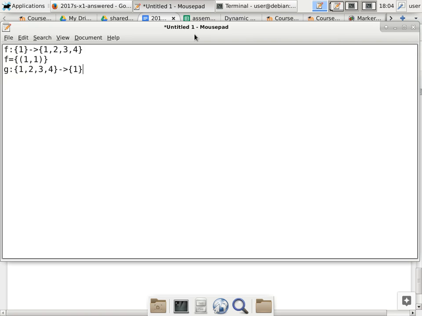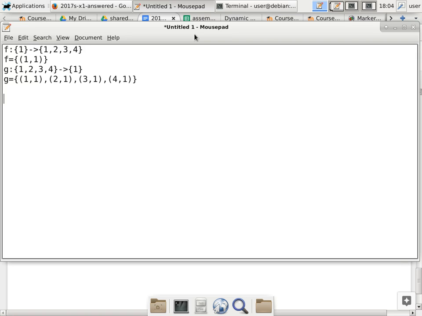Can I have something like that? Sure, we can, because now we can define G as a set to be 1 maps to 1, 2 maps to 1, 3 maps to 1, and 4 maps to 1. Is that okay? Why not?